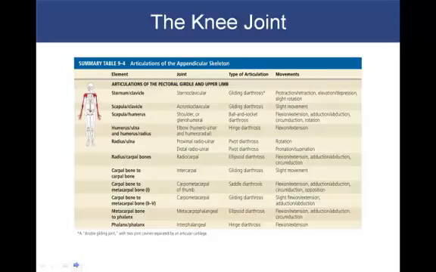In Table 9.4, you have a summary of all the articulations, or many of the articulations, of the appendicular skeleton. Again, it describes the element, the joint, the type of articulation, and the movement that it is capable of.